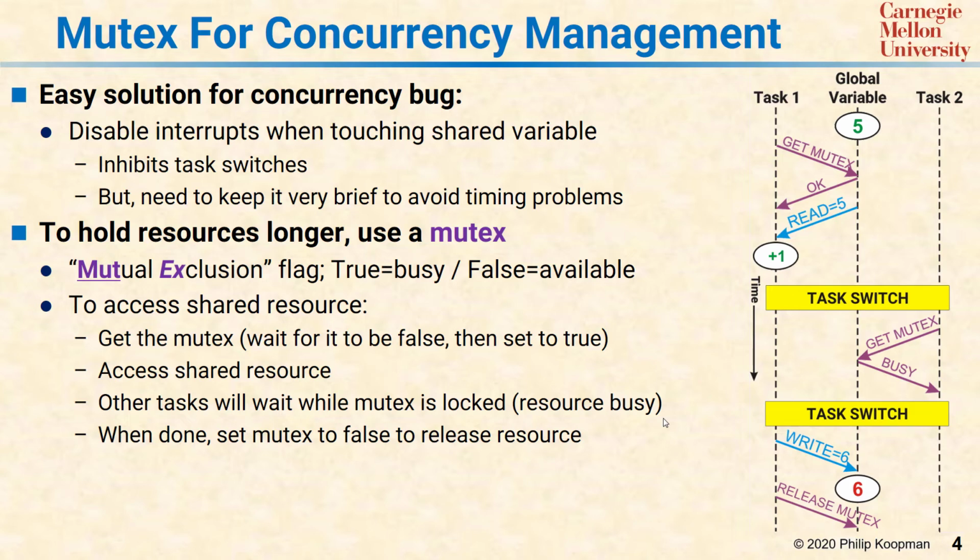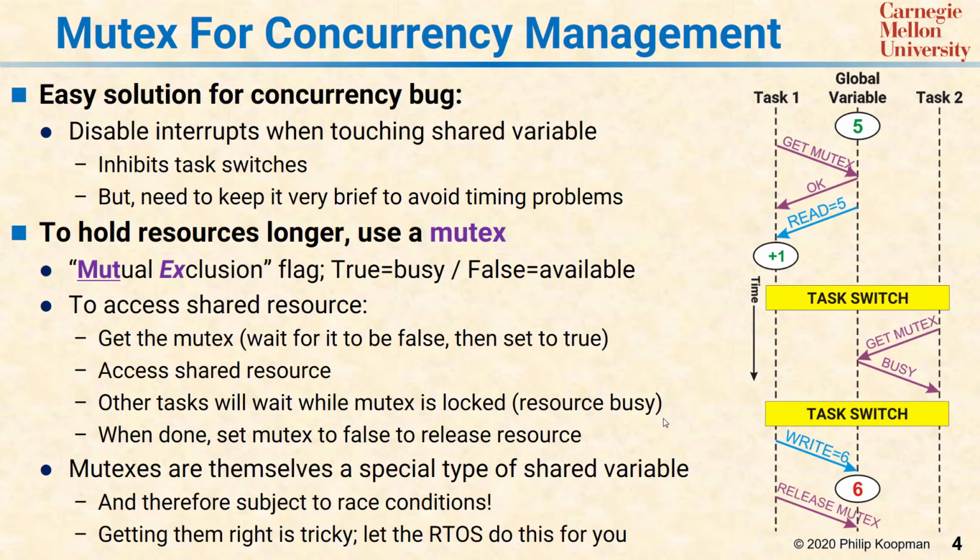Be sure to remember that mutexes themselves are also a special type of shared variable, so you have to use great care in making sure you build this system. Going back up to the top of the slide where I said you could disable interrupts, really the trade-off looks like this. If you have a shared variable and all you're going to do is add 1 and put it back, you might just as well disable interrupts, add the 1, write it back, re-enable interrupts.